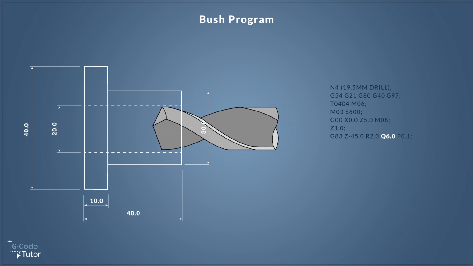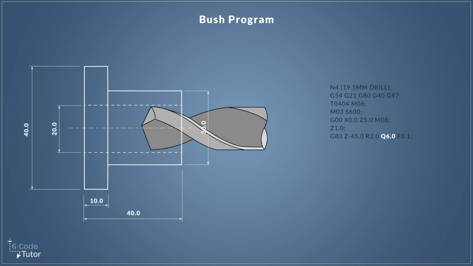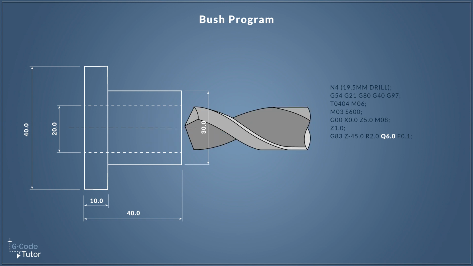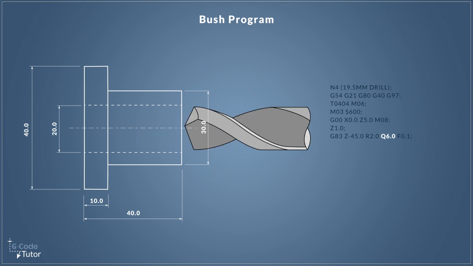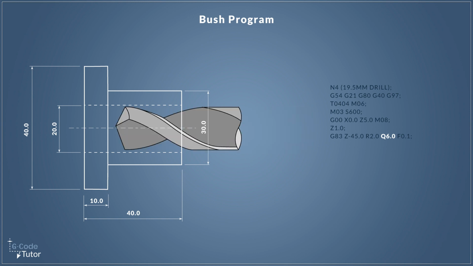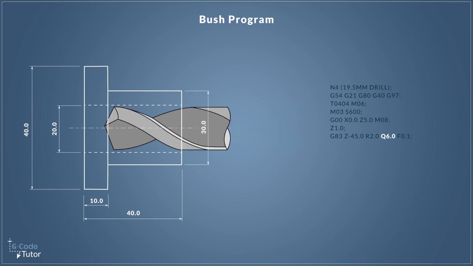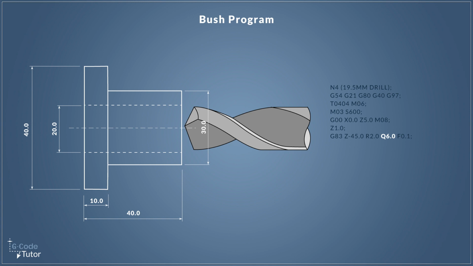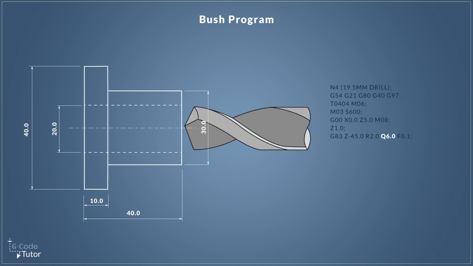Now the controls are very clever. They don't rapid straight back into 6 millimeters on the peck. It will stop a predefined distance set by the parameters before it starts cutting. So it could be 0.5 millimeter or so. So we would rapid out to the R value, rapid back in, maybe 0.5 millimeter away from the cutting edge, and then start feeding in again to carry on drilling that bore. So Q6 means we've got a 6 millimeter depth of cut for each peck.